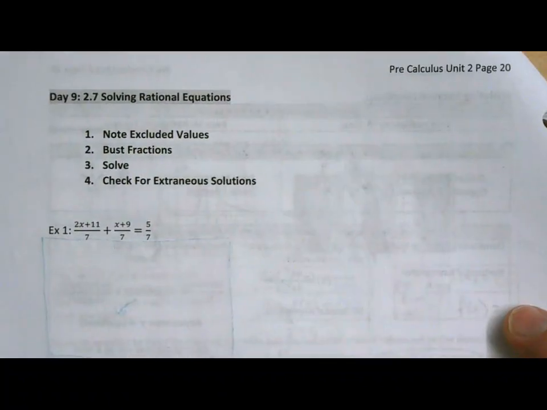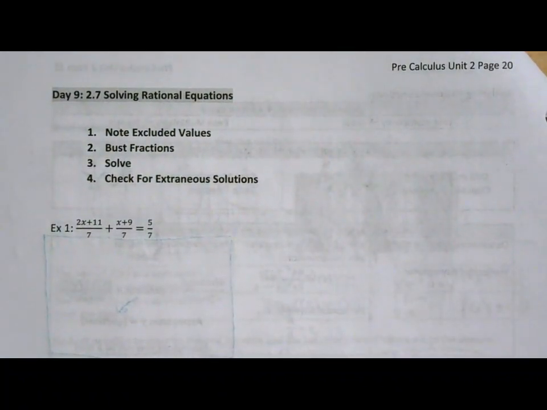So this is one of those cookie cutter math things. If you follow these steps, then you should be good to go on these.